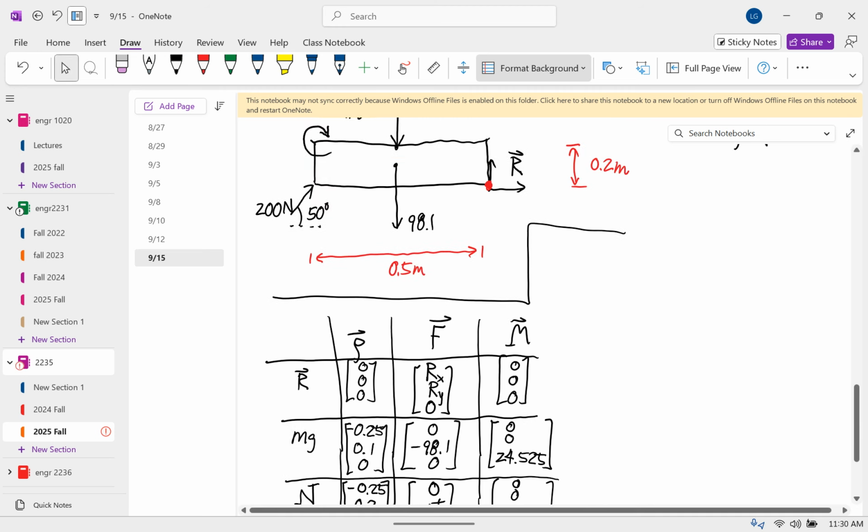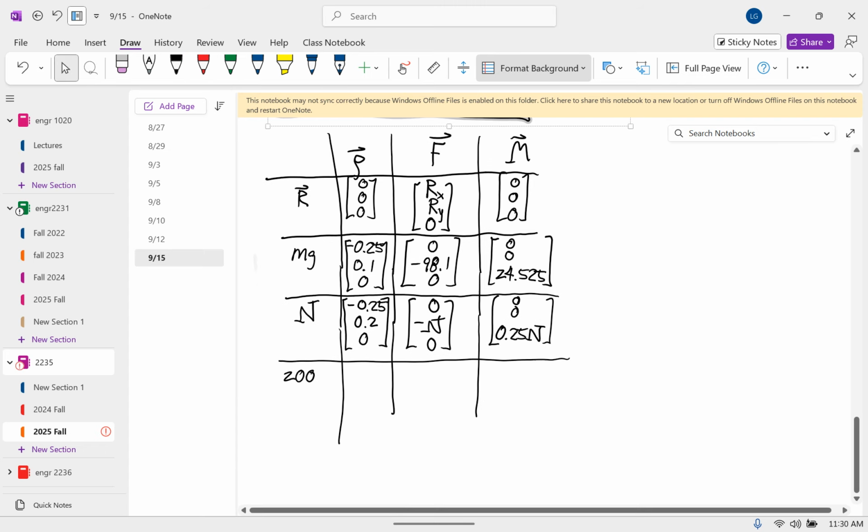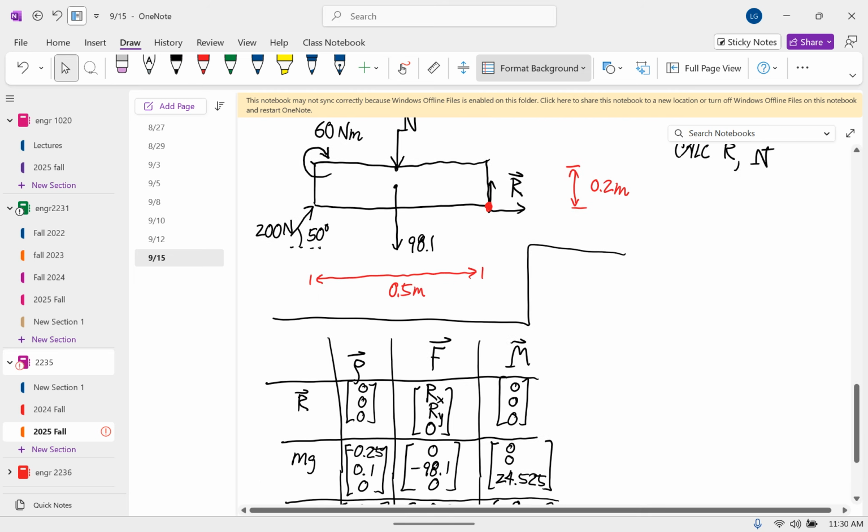And then 200, okay, so the vector from the red dot to where that 200 is applied in the corner, that's negative 0.5 in x and 0 for the other ones. So negative 0.5 for x, 0, 0. And then the force is 200 times cosine and sine of 50 degrees.